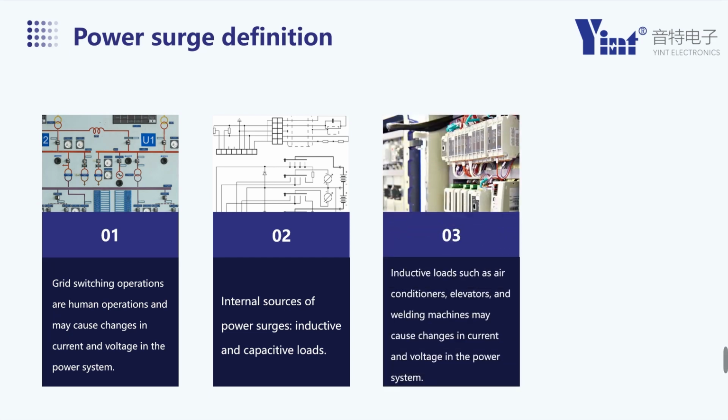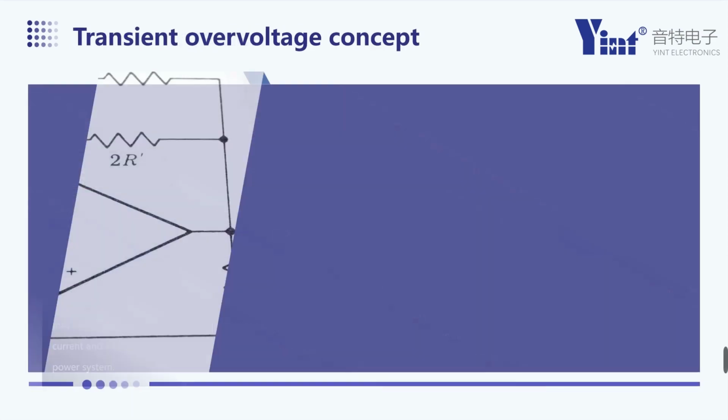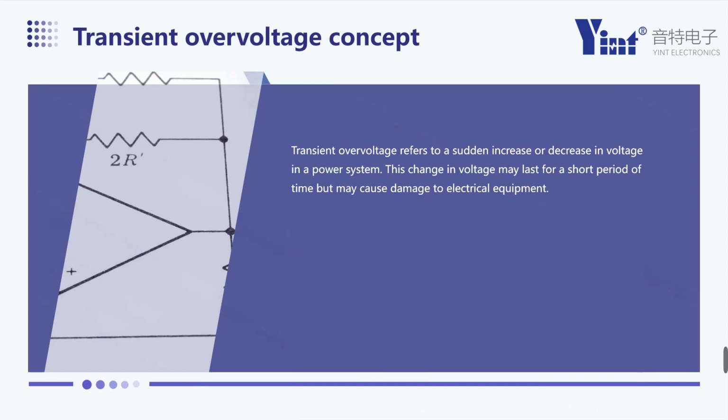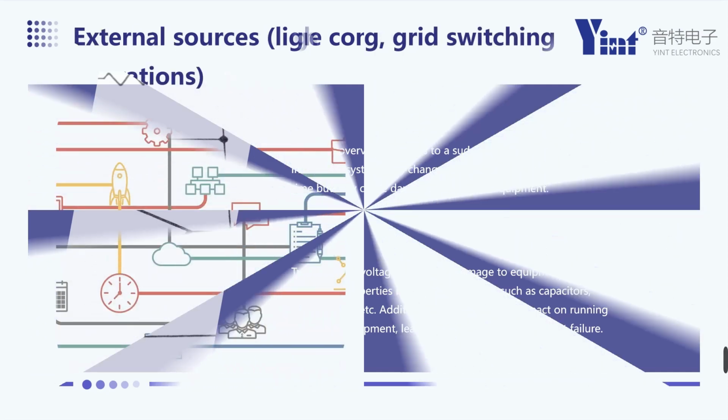Inductive loads such as air conditioners, elevators, and welding machines may cause changes in current and voltage in the power system. Capacitive loads may produce capacitive effects and affect the power system. Transient overvoltage refers to a sudden increase or decrease in voltage in a power system. This change in voltage may last for a short period of time but may cause damage to electrical equipment. Transient overvoltage may cause damage to equipment with weak insulation properties in the power system, such as capacitors, transformers, etc.